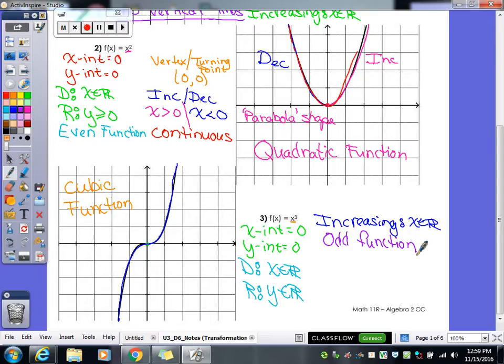Is it a one-to-one function? Would it pass both vertical and horizontal line tests? Yes, it would. So it's one-to-one. Is it onto? Does it use every single range value possible? Yep, so this one's onto. Is it continuous? Yes. One-to-one, onto, and continuous. There we go. A few more.